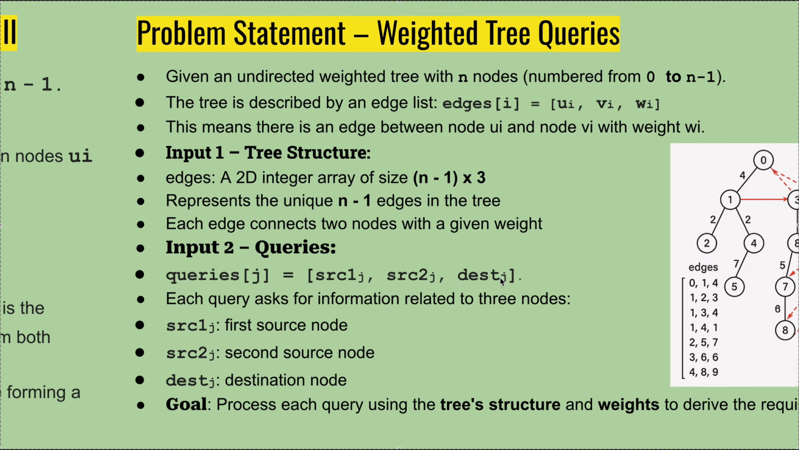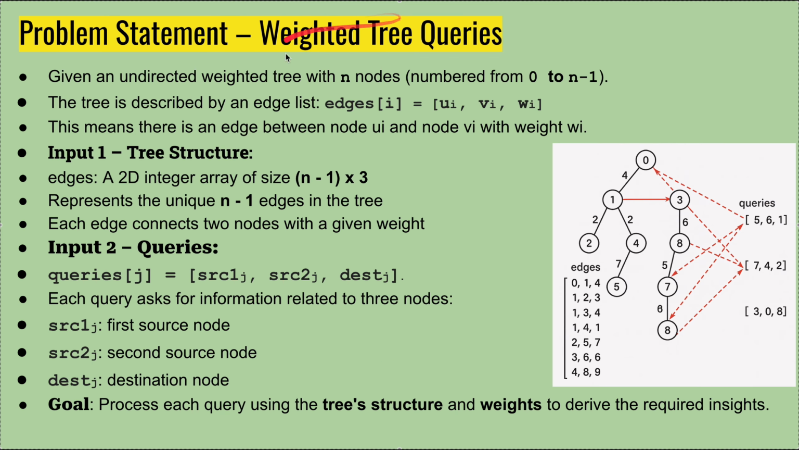Okay, so let's understand the queries. We are given an undirected weighted tree of n nodes, numbered from 0 to n minus 1, described by an edge list like this. This means there is an edge between node ui and node vi with the given weight. So there will be inputs. Input 1 is the tree structure, the edges, an integer array where each entry has 3 elements, of size n minus 1, representing the n minus 1 edges in the tree, and each edge connects two nodes with a given weight. You have to consider it like this so you can find the exact time complexity and space complexity.